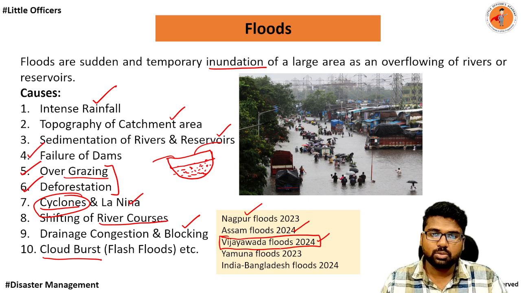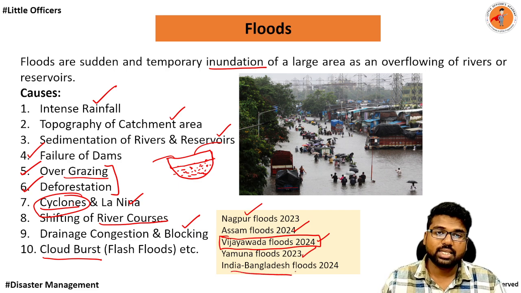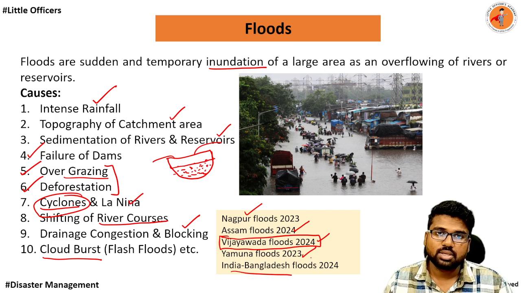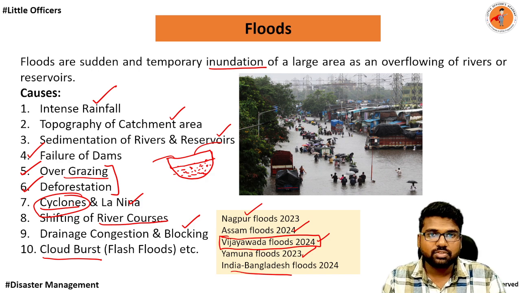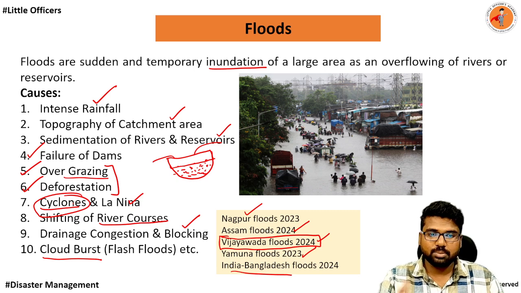Okay, we will do a case study on this if time permits. Then Yamuna floods 2023. Similarly, India-Bangladesh floods 2024. These are all some of the recent occurrences. Okay, so if any other flood comes in 2025, 26 or ahead, you just simply add it and see what are the causes behind it.